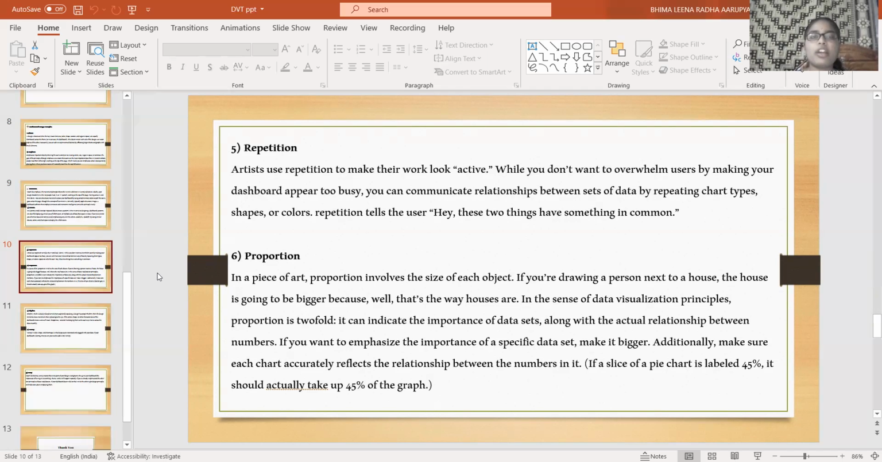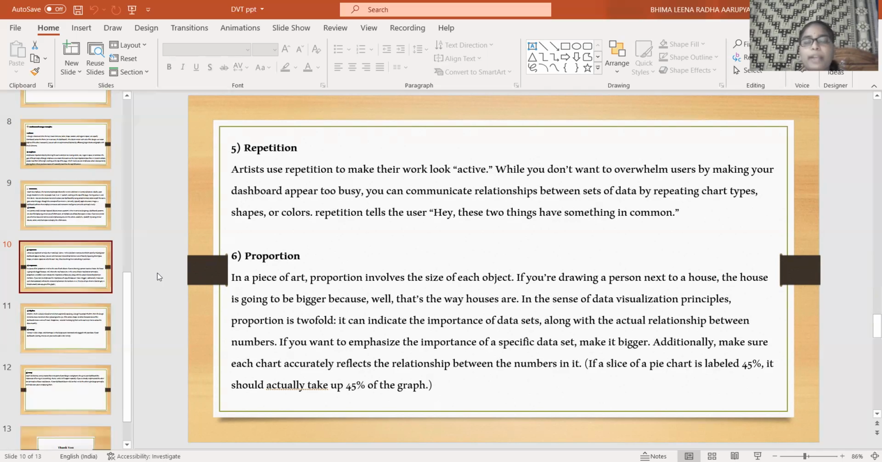Proportion. In a piece of art, proportion involves the size of each object. If you're drawing a person next to a house, the house is going to be bigger. Well, that's the way houses are. In the sense of the data visualization principle, proportion is twofold. It can indicate the importance of data sets along with the actual relationship between numbers.